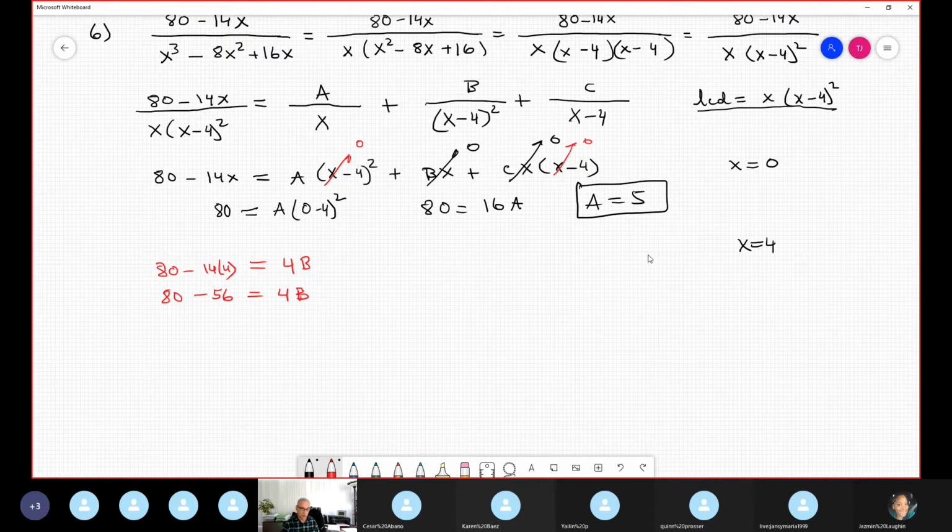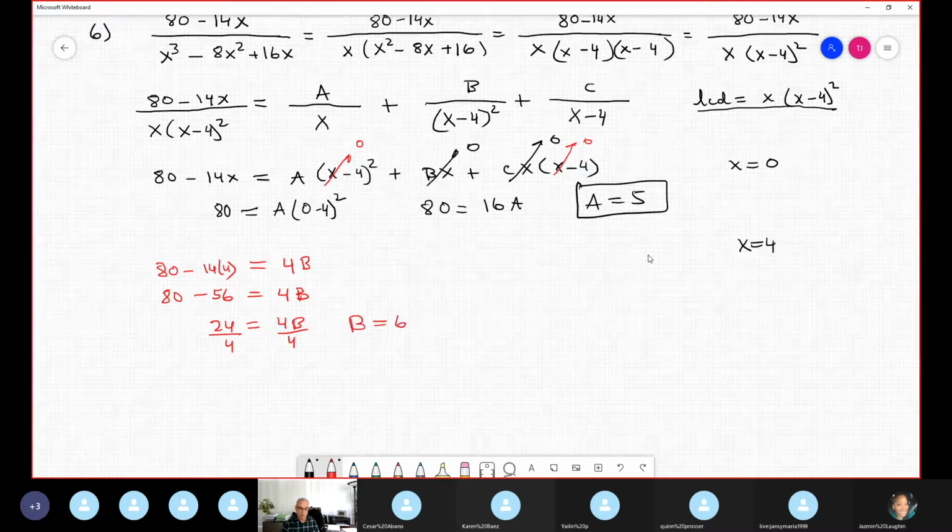And subtraction is 24. And divided by 4, both sides, is 6. A, B is 6. Okay.